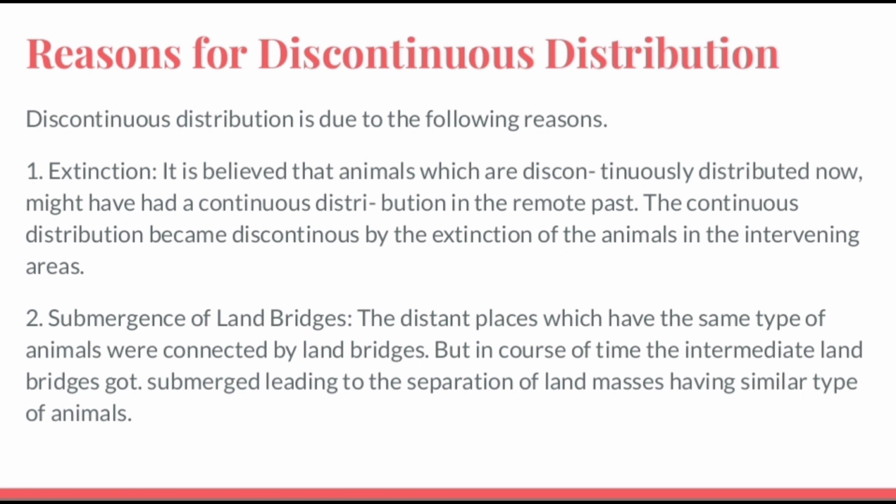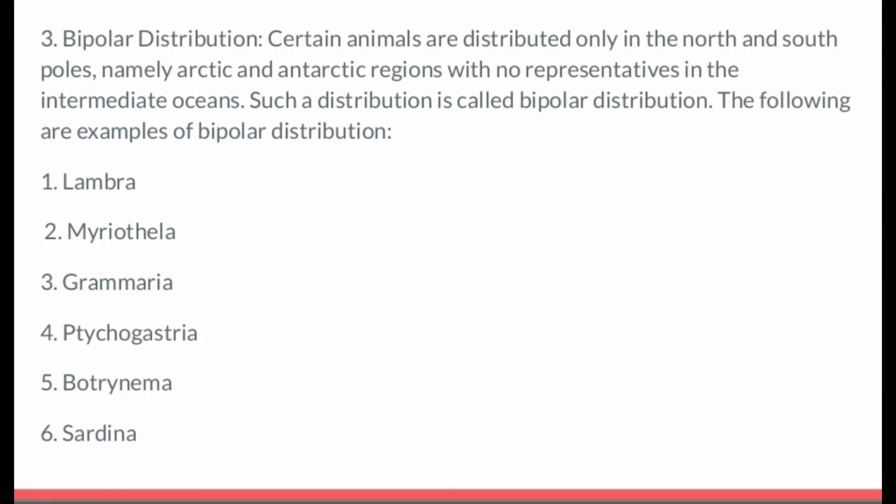Bipolar distribution. Certain animals are distributed only in the north and south poles, namely Arctic and Antarctic regions, with no representatives in the intermediate oceans. Such a distribution is called bipolar distribution. The following are the examples of bipolar distribution.